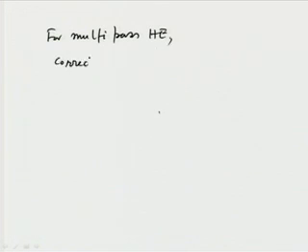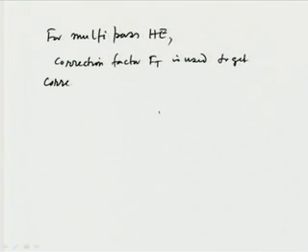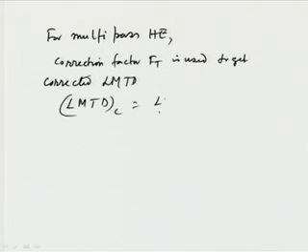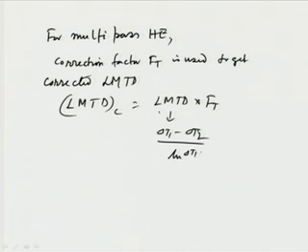So for a multi-pass heat exchanger, we use the correction factor Ft to get the corrected LMTD. The corrected LMTD is equal to LMTD into Ft, and LMTD is delta T1 minus delta T2 by ln delta T1 by delta T2.